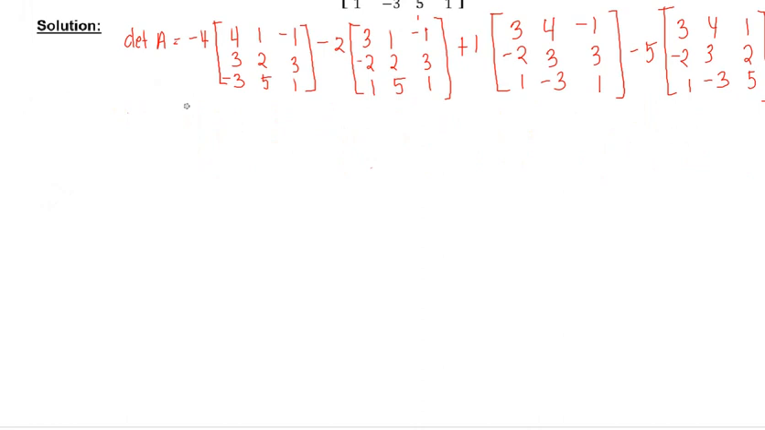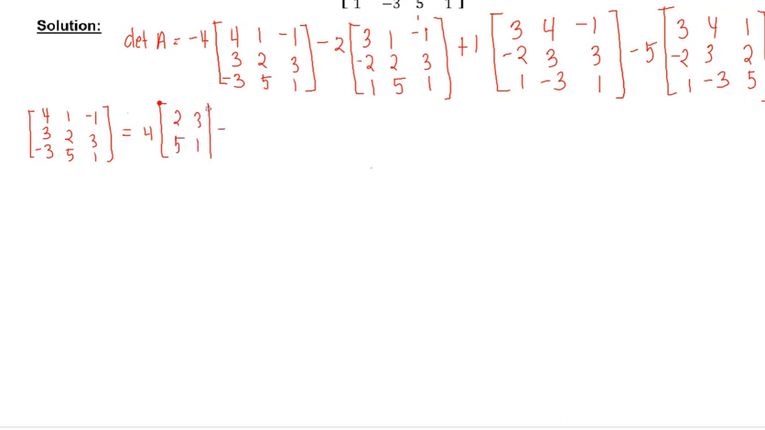So, let's start with this 3 by 3 matrix. So, we have 4, 3, negative 3, 1, 2, 5, negative 1, 3, and 1. So we're gonna use row 1 as our coefficient. So that is equal to 4. What's left over if we remove row 1, column 1 is 2, 5, 3, 1.